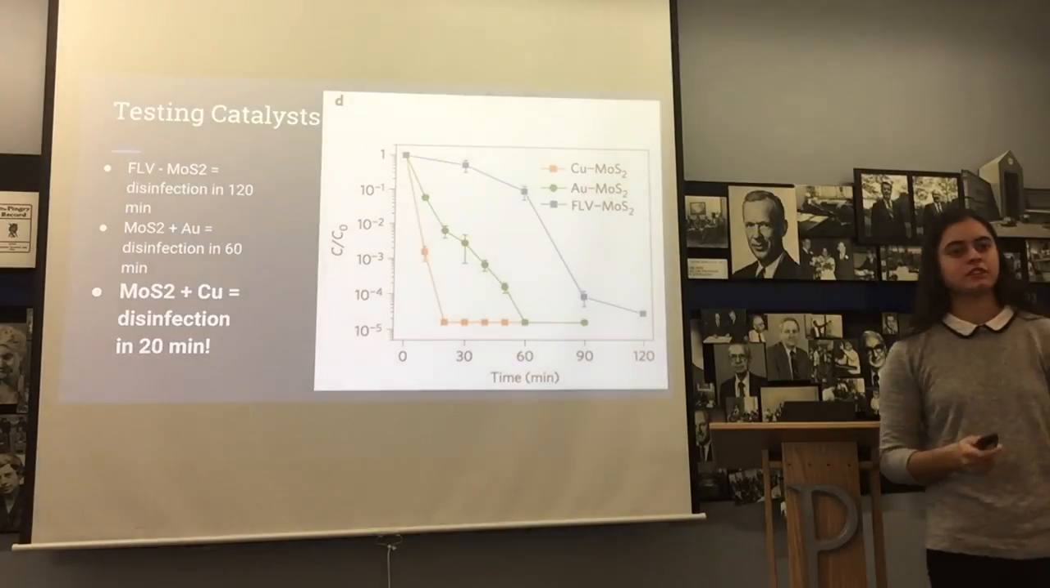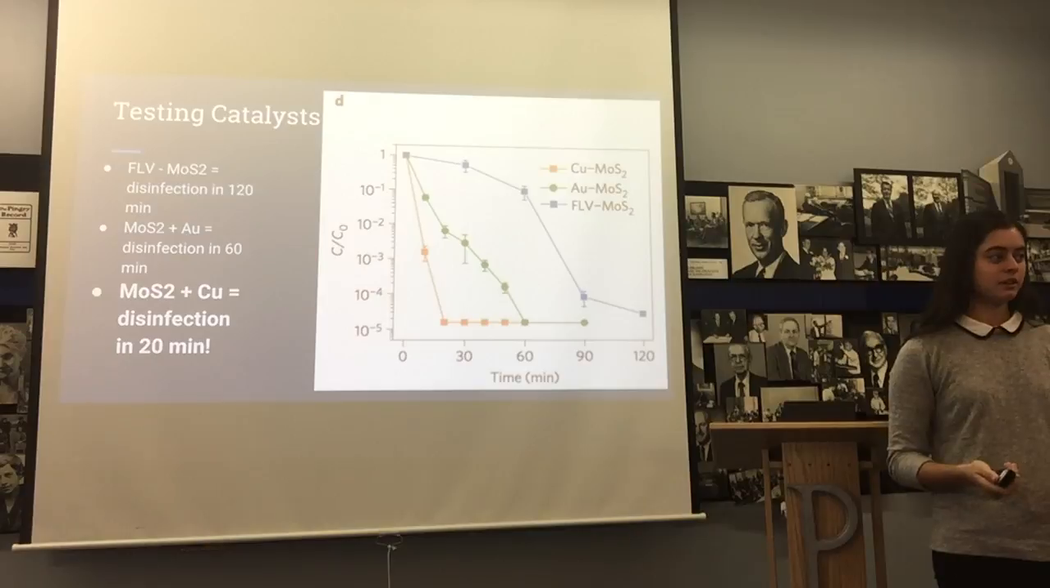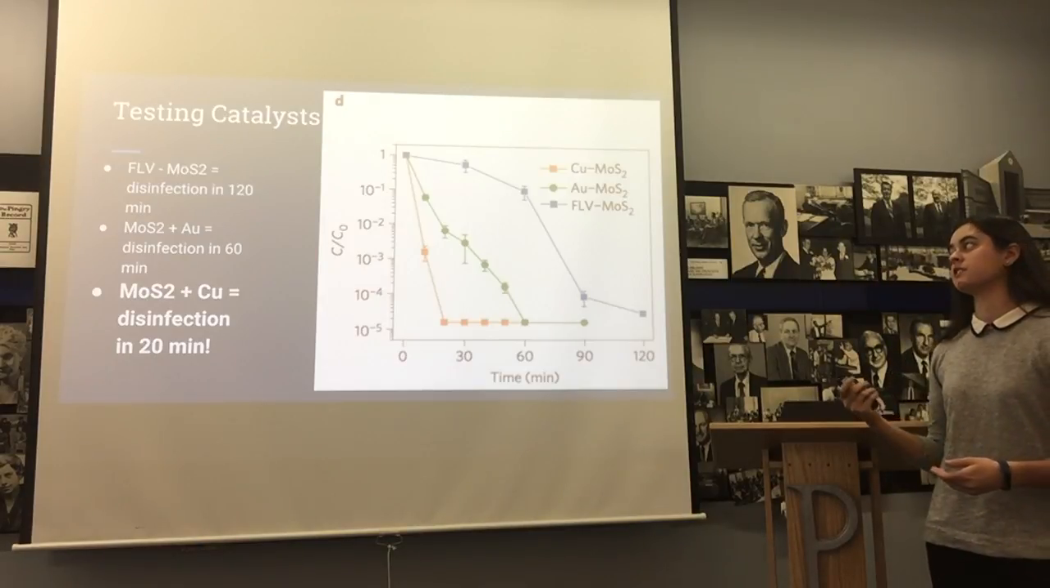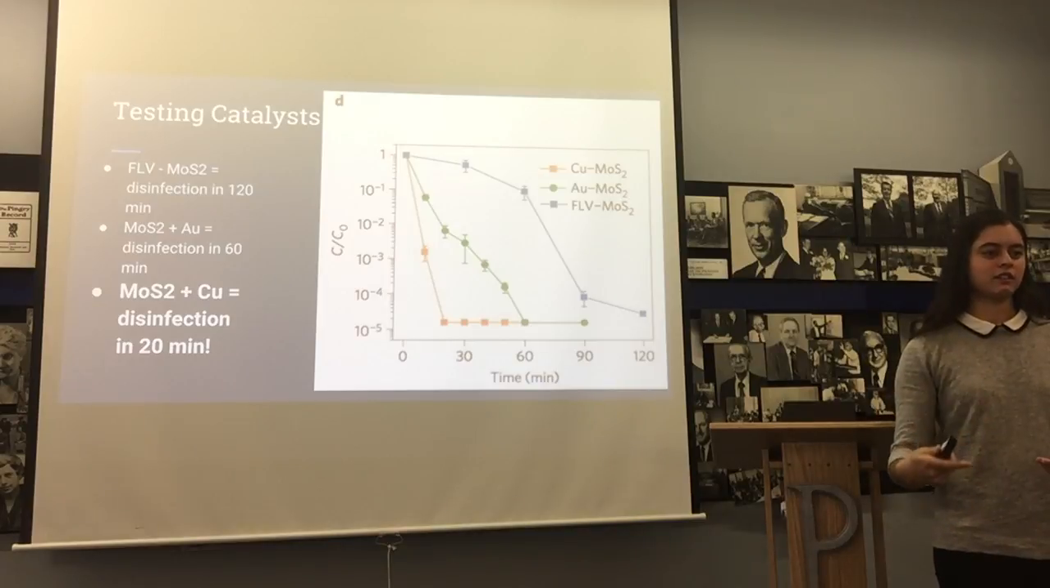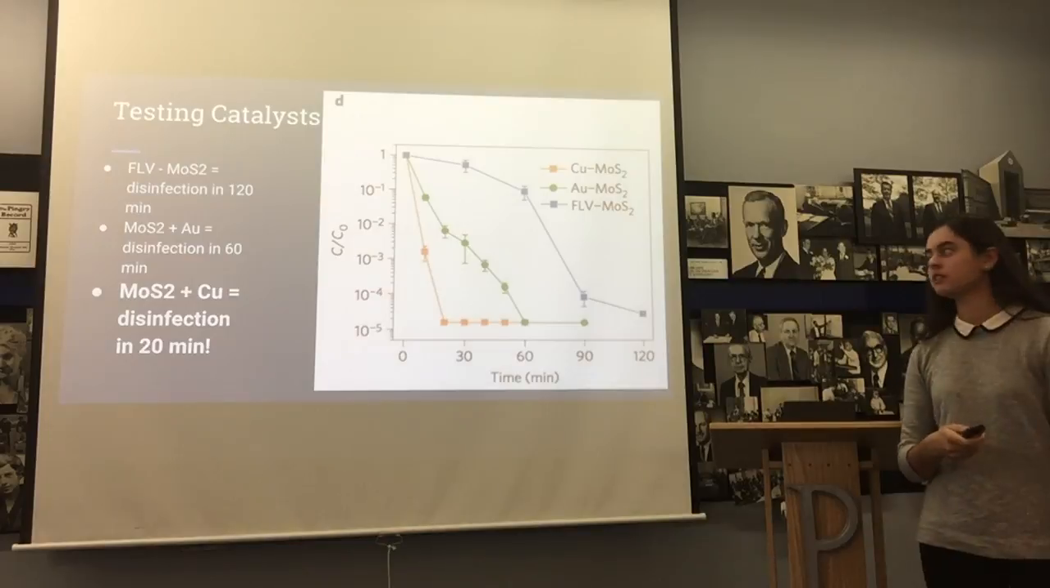And if any of you have taken Chem 2, you'll know that in a lot of redox reactions, we use copper and zinc and stuff like that, but it's important that copper was used because it's really good at oxidizing and is involved in a lot of redox reactions, which is what ROS is.